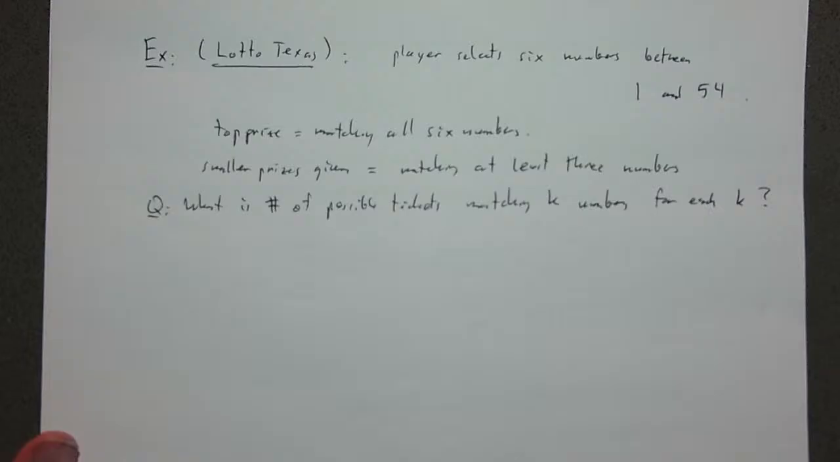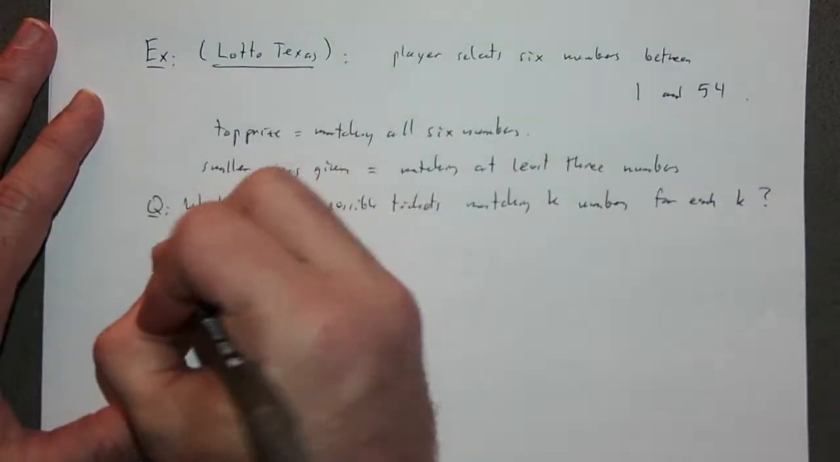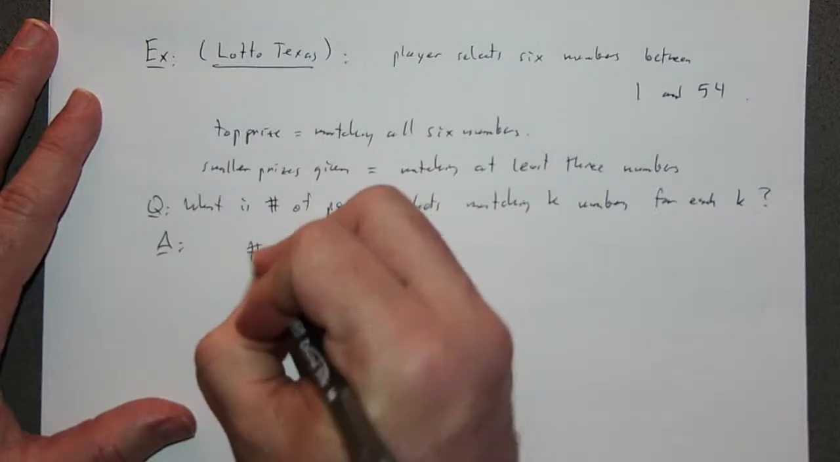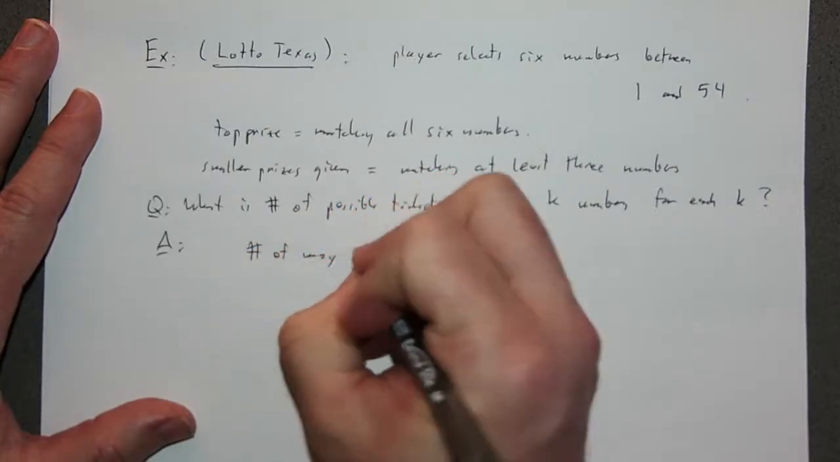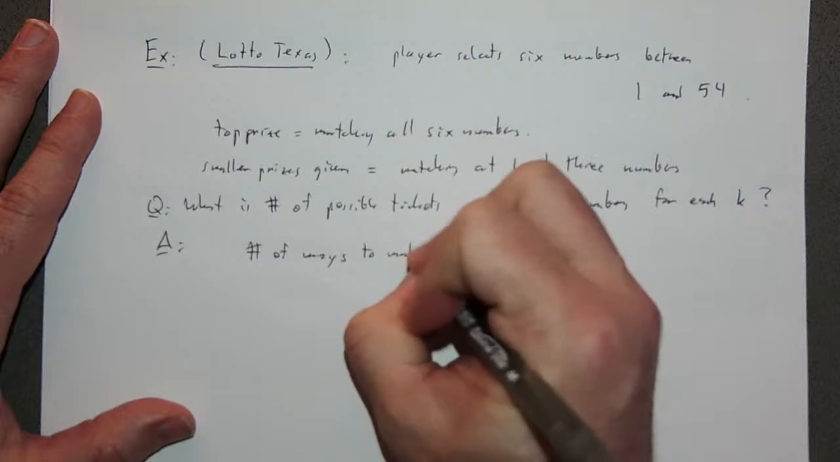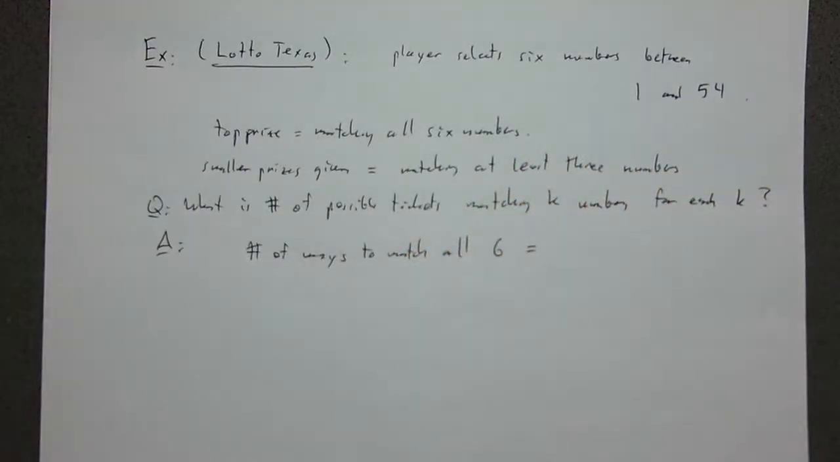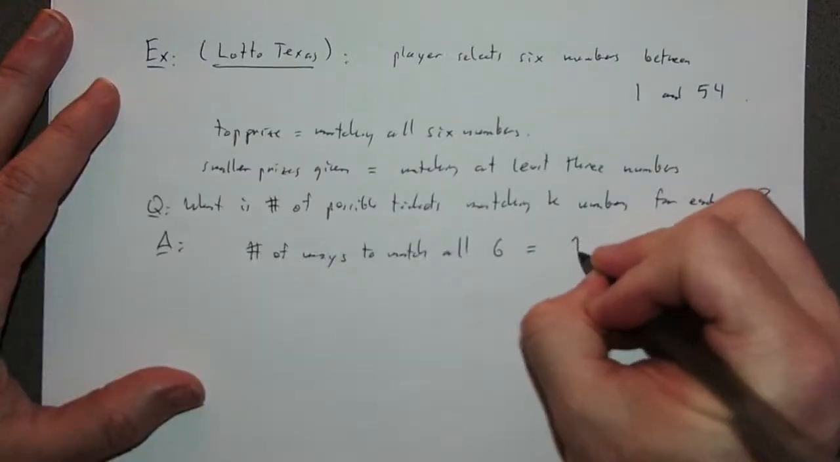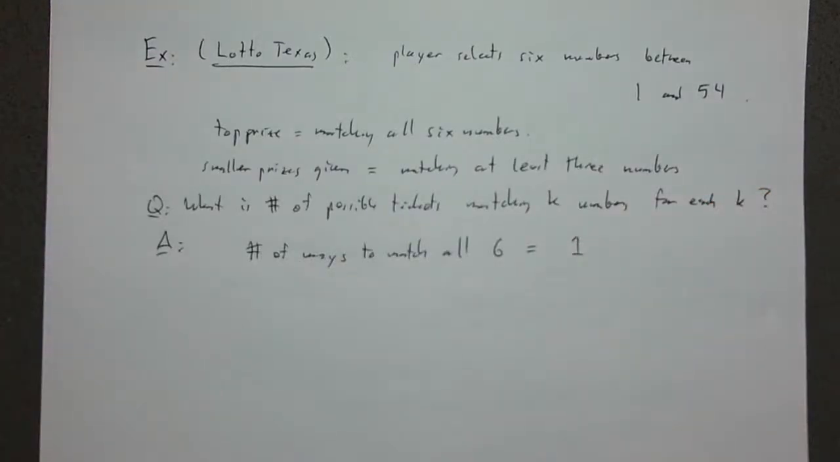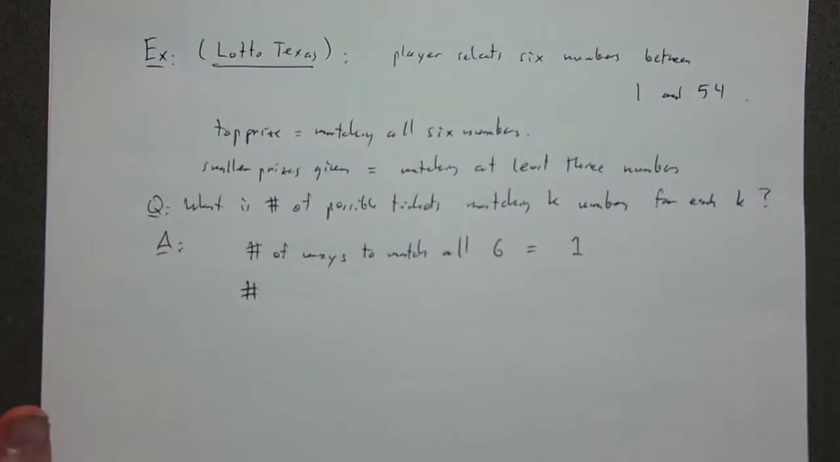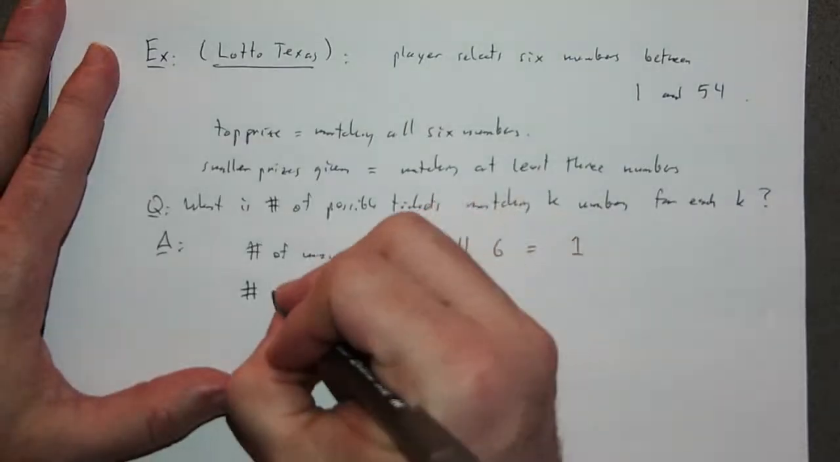So let's just do this one at a time, right? What is the number of ways to match all 6? You might just immediately notice, well, there's only one way that can happen. Whether you got that from 6 choose 6 or not, well, maybe you did, maybe you didn't. But what's the number of ways to match 5 of the 6?